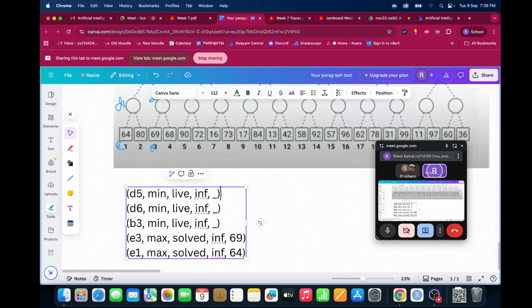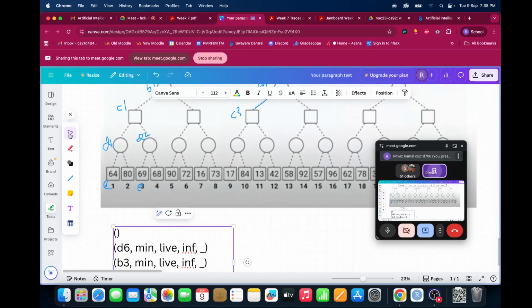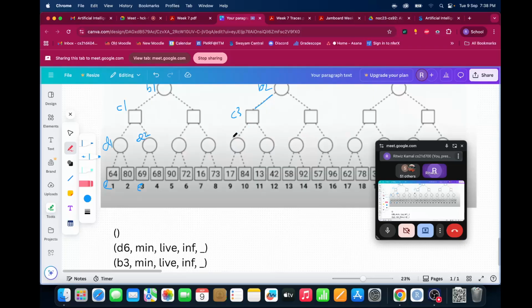So D5 will be popped, and what will be added? Let me number it for you. E9. Yes, E9, the leftmost child of D5.